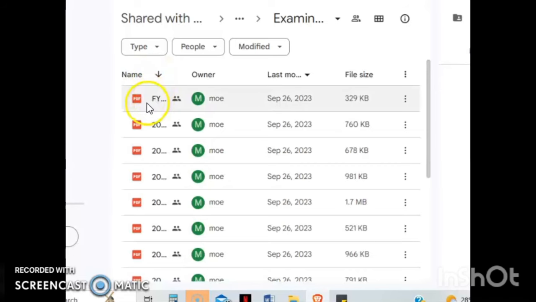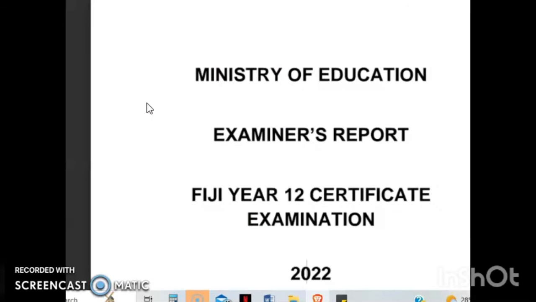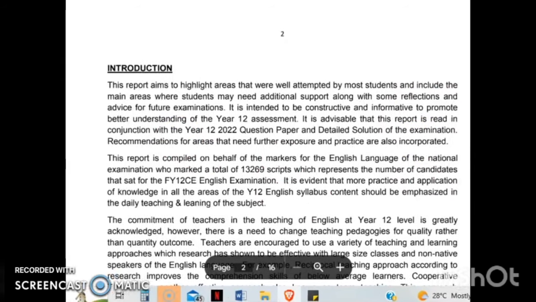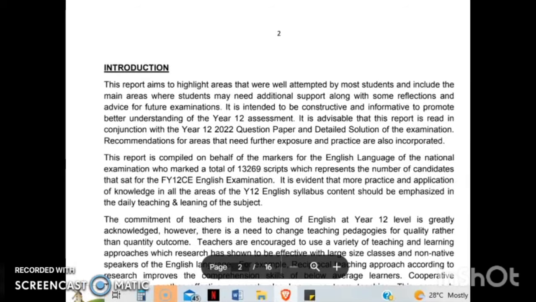Okay, let's open the first one. So this is the examiner's report for English. Okay, before, let's just quickly go to the section that we want, which is report writing. So let me just quickly scroll through, sorry.